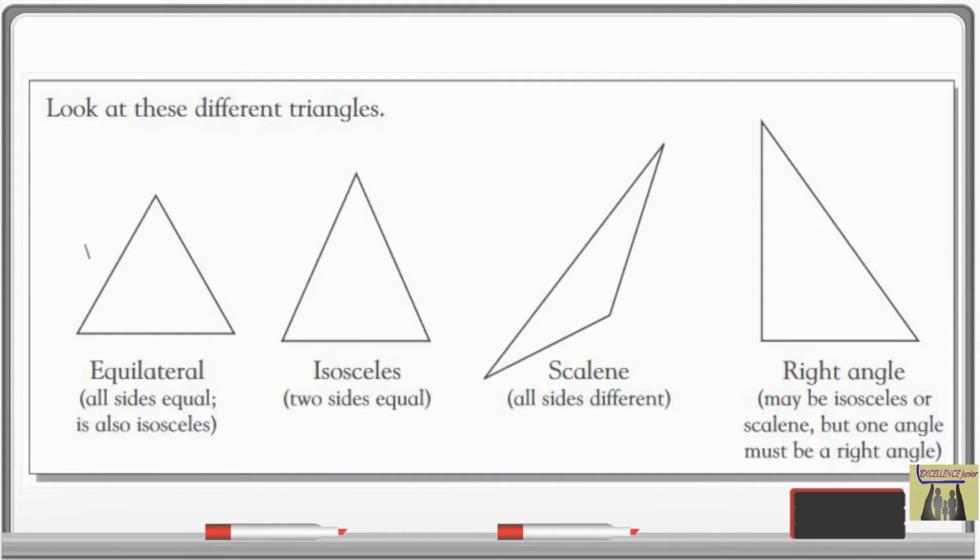Look at these different triangles. Equilateral, all sides equal, is also isosceles. Isosceles, two sides equal. Scalene, all sides different. Right angle, may be isosceles or scalene, but one angle must be a right angle.